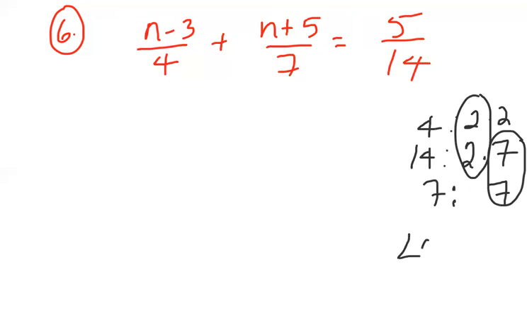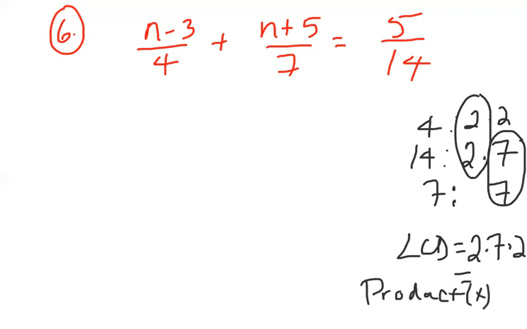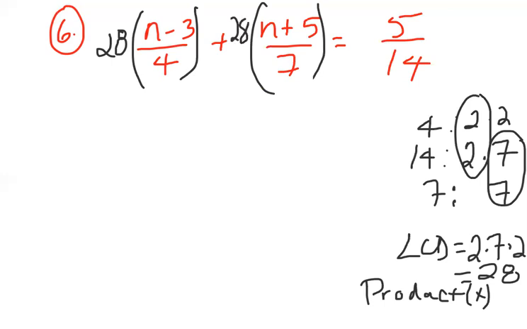The LCD is a product of all the like factors, 2 times 7, the ones that we circled, and any remaining factor, the one that we did not circle, becomes part of the LCD. So when you multiply all of this together, by the way, product means multiplication, what do you get? 28, guys. That's the LCD. Now, guys, here comes the next part. The next part is to multiply every term by the LCD of 28. Every term gets multiplied by 28.